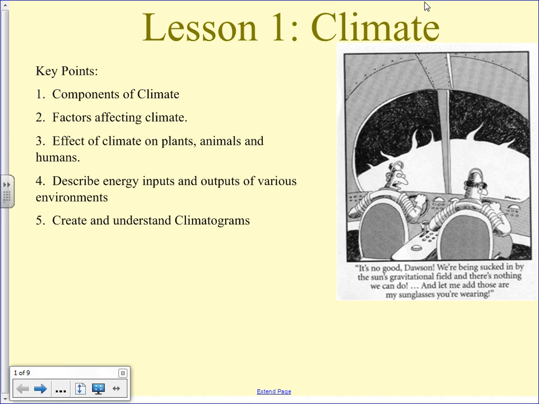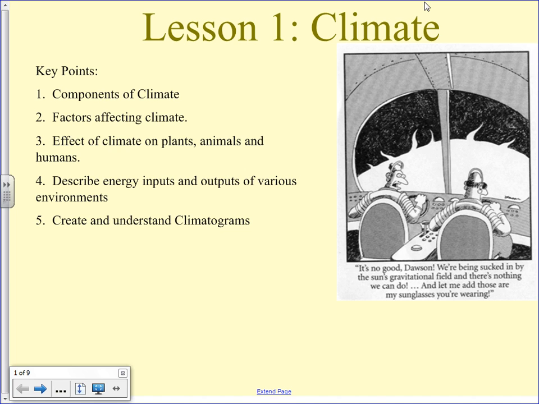So what we're going over in the global systems and energy unit is basically some of the thermodynamic stuff we talked about in the last unit, but instead of in a mechanical way, this is more of a biosphere way. Now, this lesson in particular, we're looking at climate. The components of climate, what is climate? All that kind of stuff.